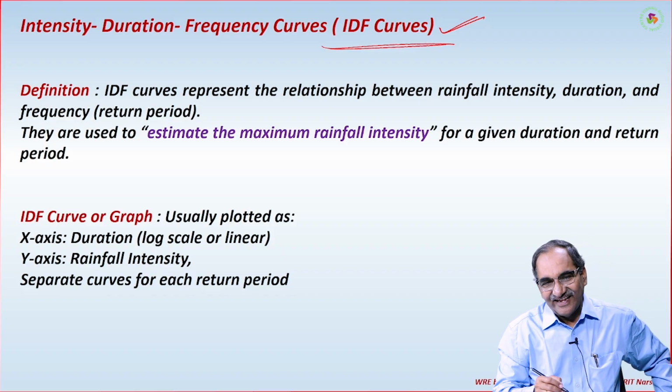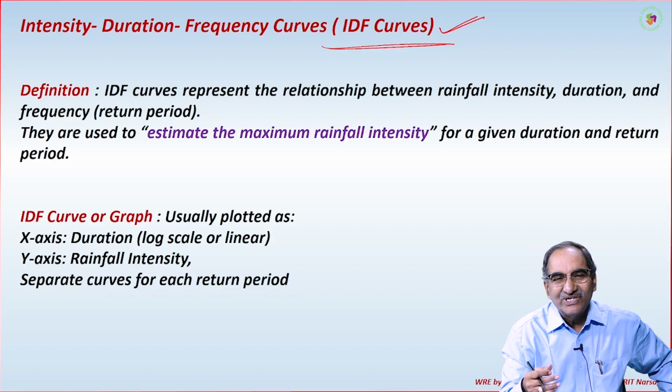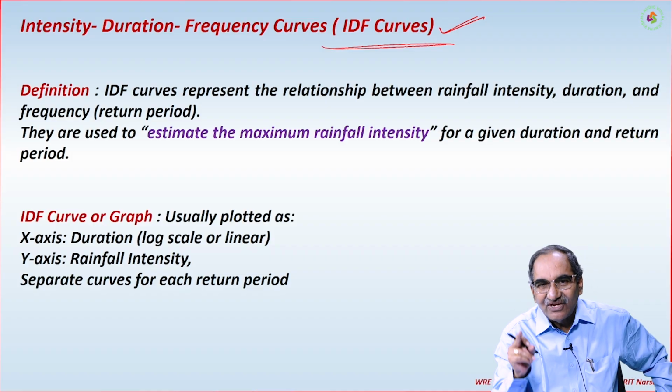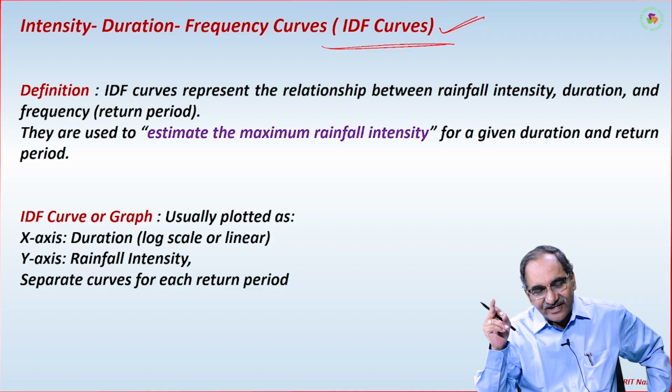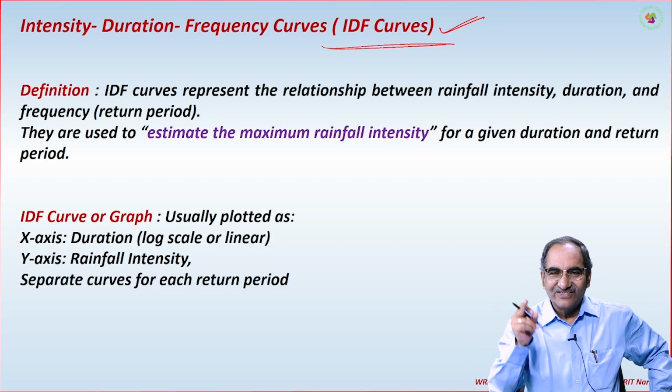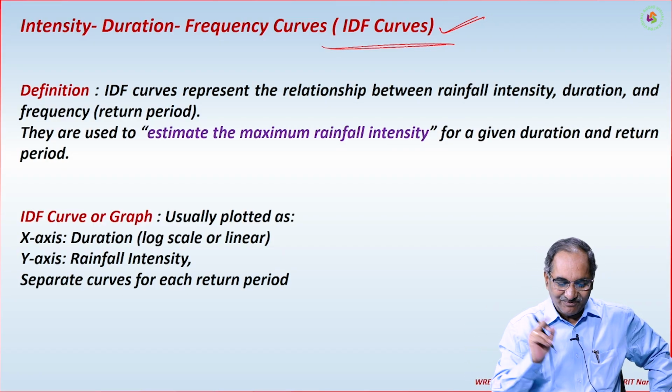Even though I write IDF, it is not the frequency I put on the graph. It is definitely the return period. And frequency is equal to probability, and it is 1 by T. So therefore T is equal to 1 by frequency or 1 by probability.